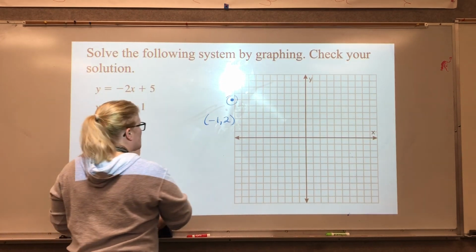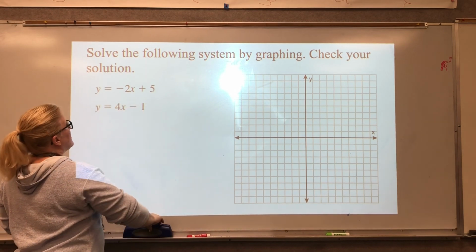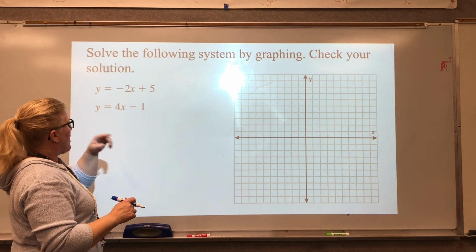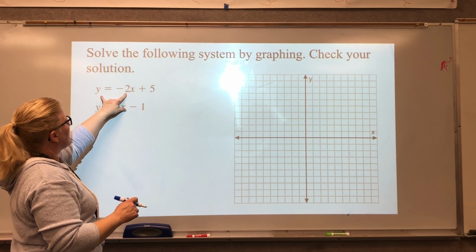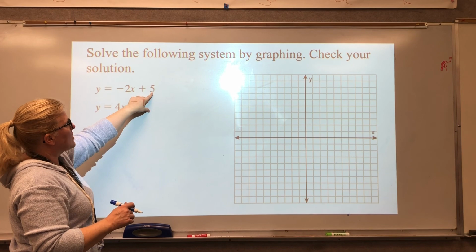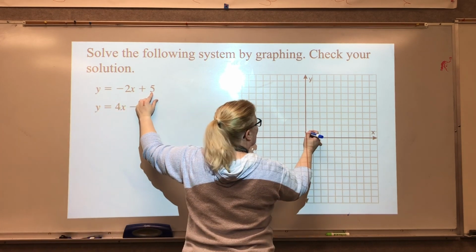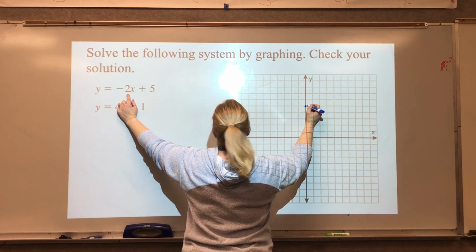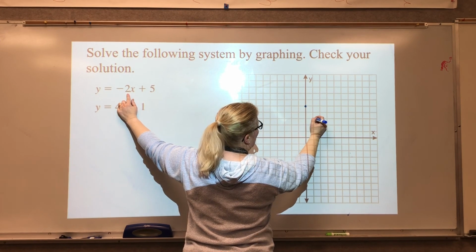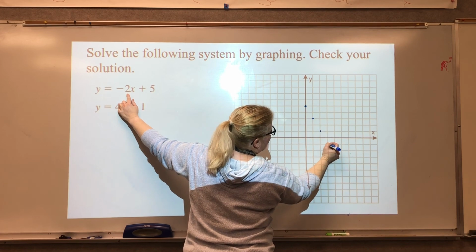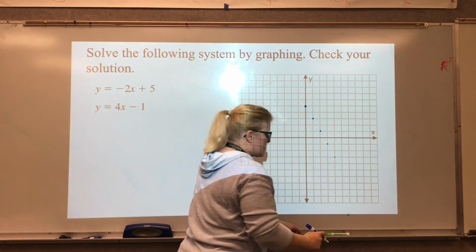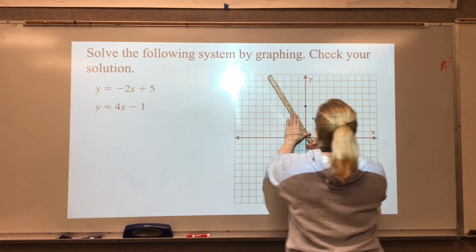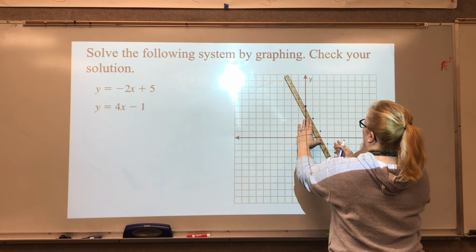All right, so let's do one now. Solve the following system by graphing. Check your solution. I'm going to graph this. I've got y equals mx plus b. Here's my y-intercept, 1, 2, 3, 4, 5. My slope is negative 2 over 1, so I go down 2 over 1. On these, you're going to want to use a straight edge because you've got to see exactly where it intersects.